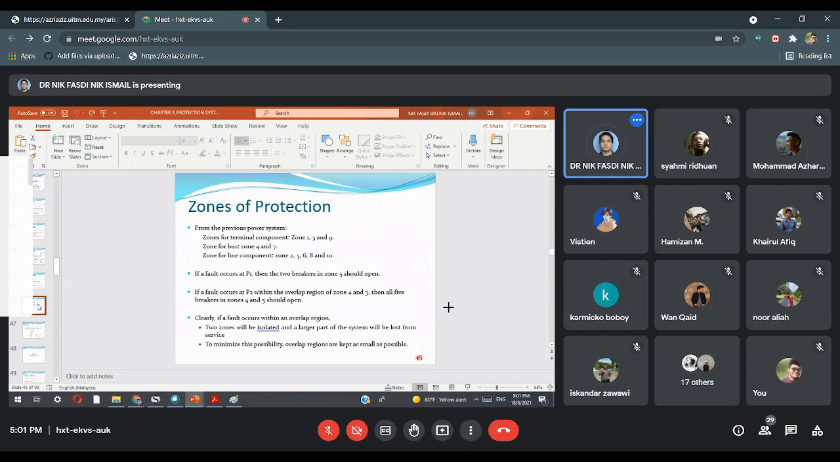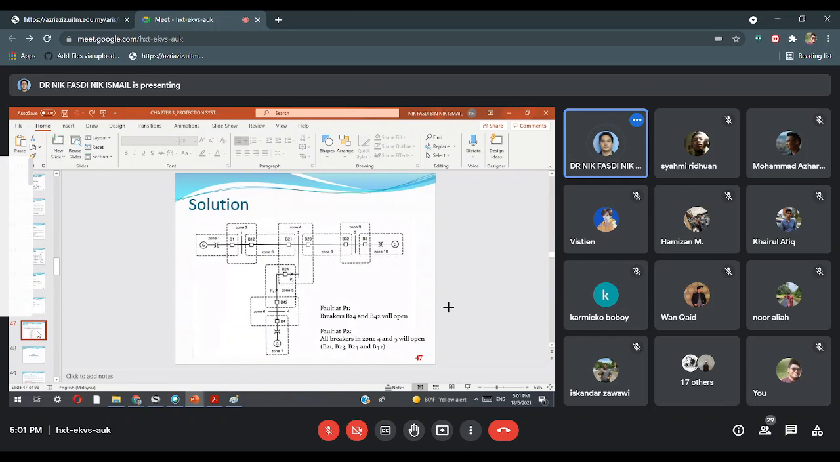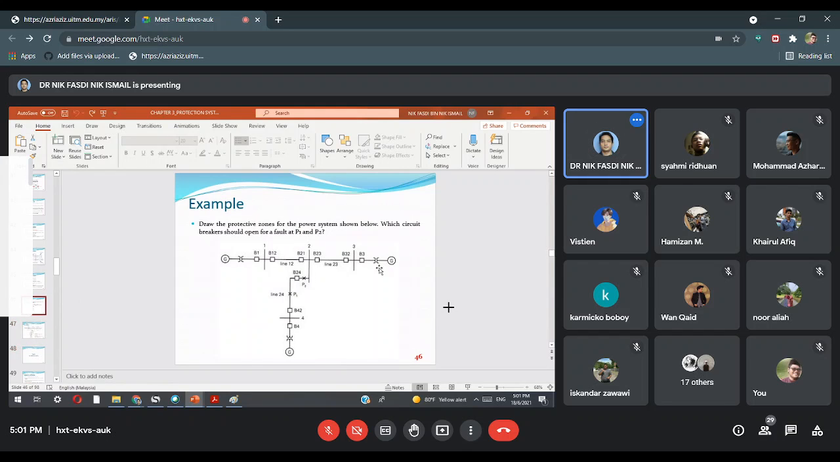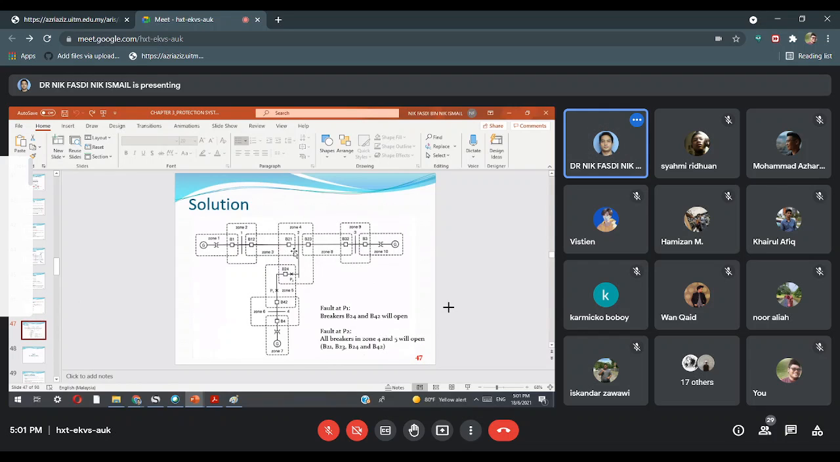Okay. So ada example. Take one example because nanti I akan go to the impedance relay. Sikit lagi soalan pun 65 sikit lagi. Draw the protected zones for the power system shown below. Which circuit breakers should open for faults at P1 and P2? So dia bagi macam ni, you will refer pada nota. So this is the protection zone. Okay, fault at P1. Where is P1? P1 kat sini. Breaker 2, 4, 4, 2 will open.